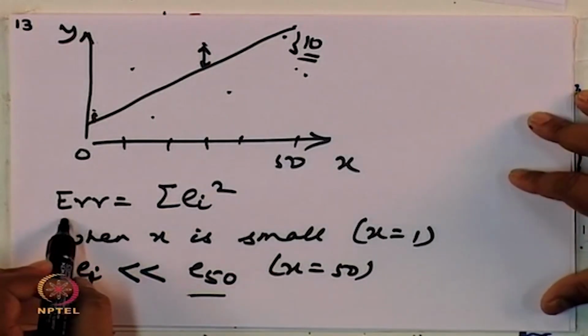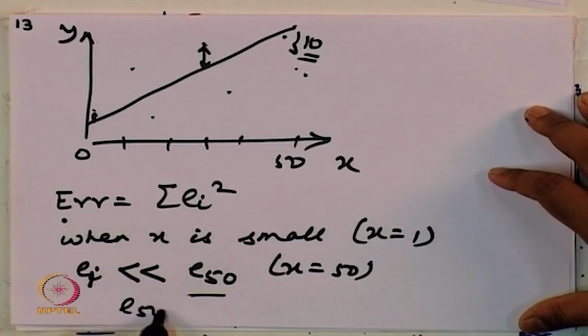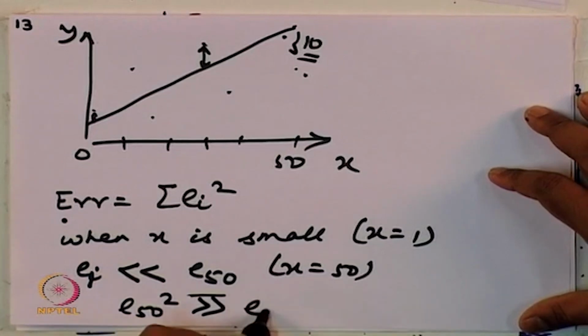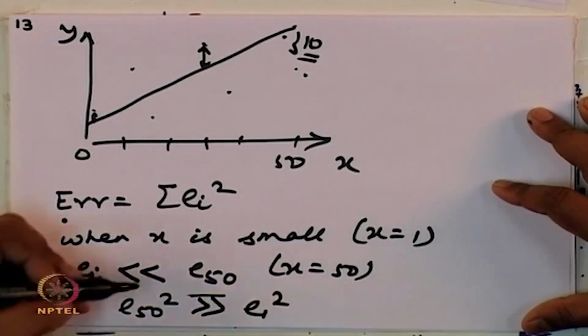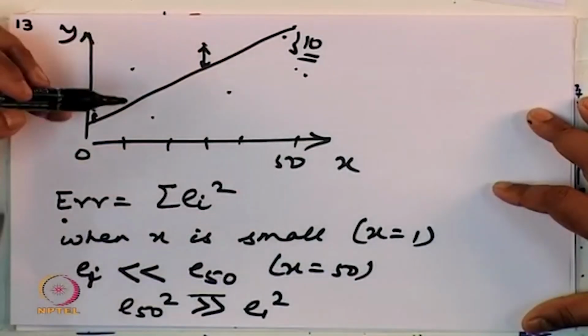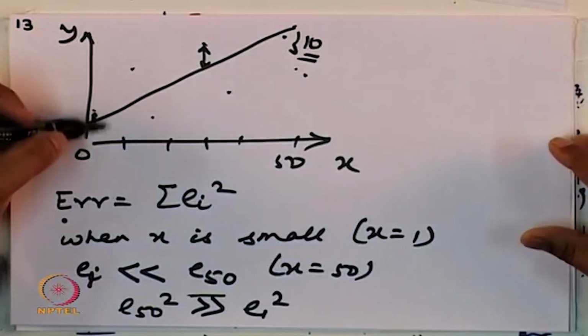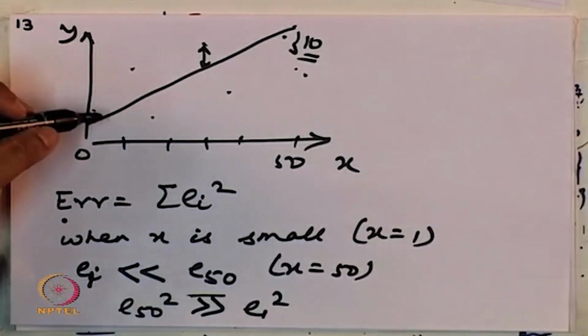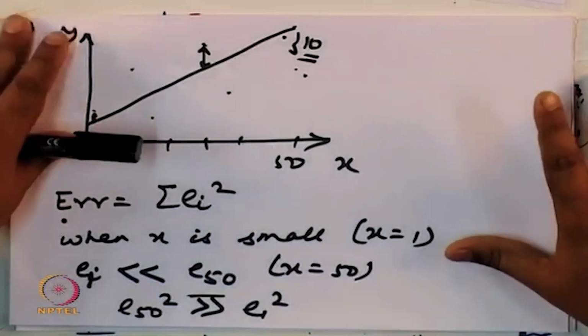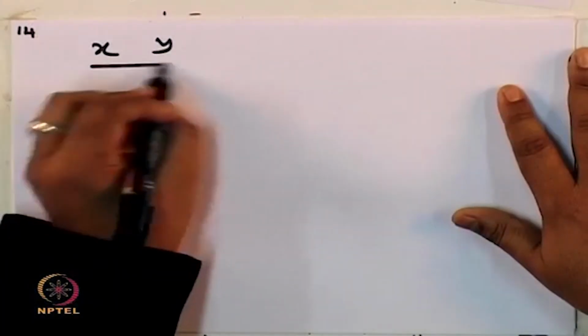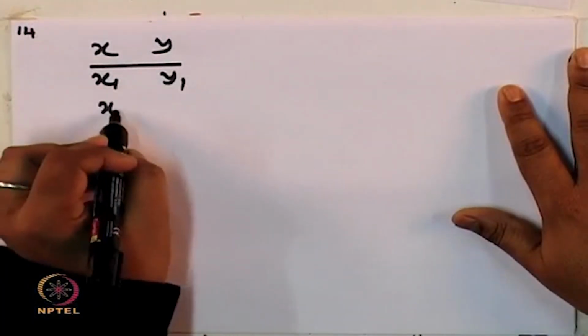So, when you write your error expression, E50 square is going to be significantly greater than E1 square. This would tell you that for higher values your estimate is going to be better than for lower values. Okay. So, how do you tackle this problem? One way to tackle this problem is, let us say you have x1 y1, x2 y2.